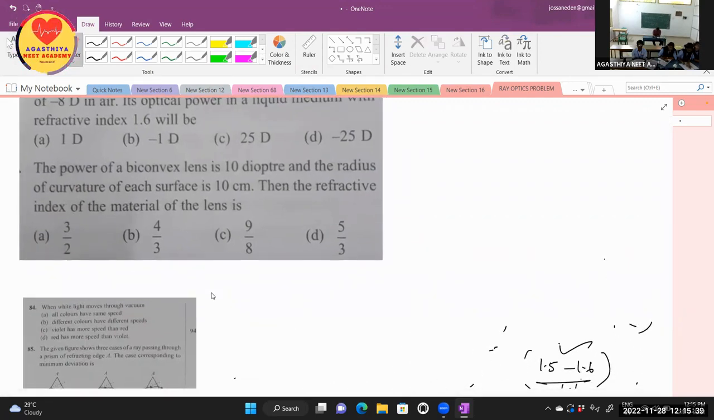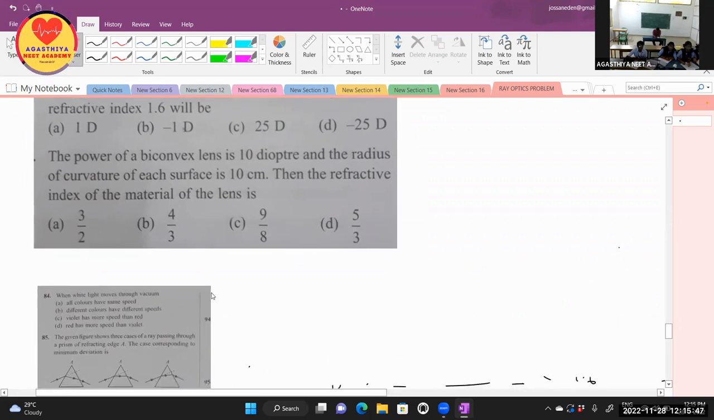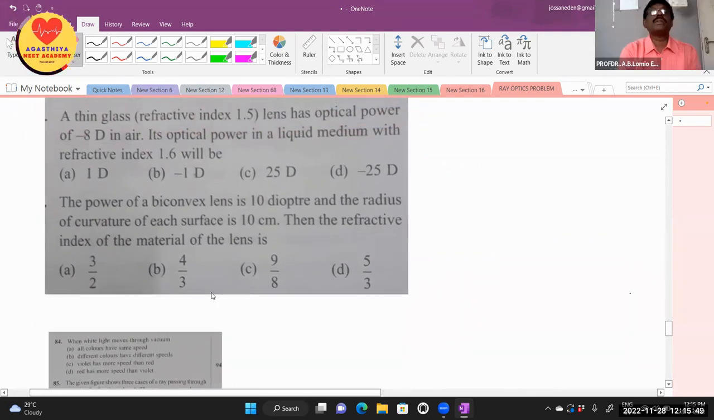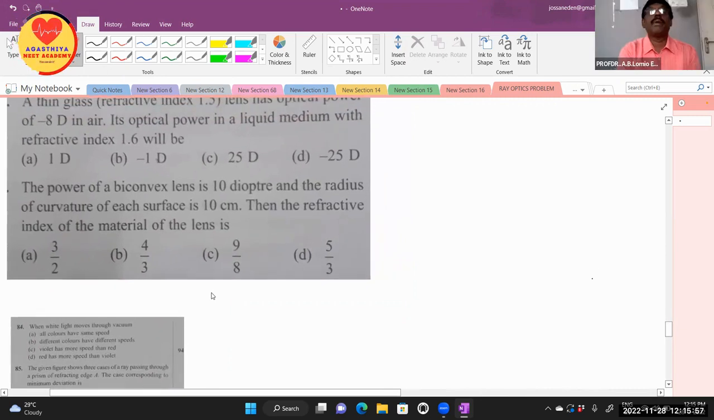Next problem. Students, see the next problem. The first question, the answer is option A. The power of a biconvex lens is 10 diopter and the radius of curvature of each surface is 10 centimeter. Then the refractive index of the material of the lens is: 3 by 2, 4 by 3, 9 by 8, or 5 by 3.